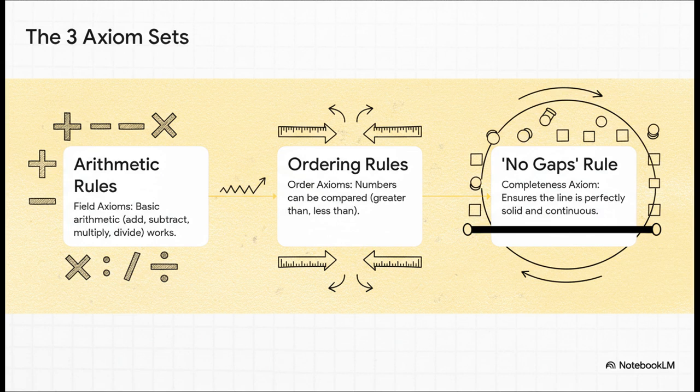Then you have the ordering rules, or order axioms. These let you tell if one number is bigger or smaller than another. But the real star of the show, the one we're really interested in, is the third one, the no gaps rule, the completeness axiom. This is the special rule that plugs all those holes.